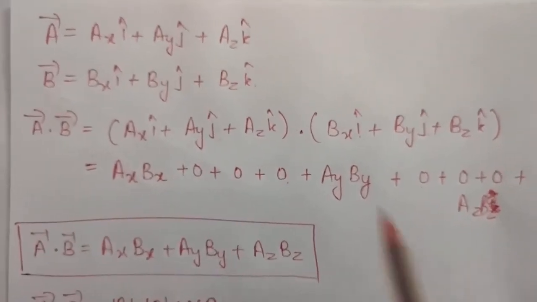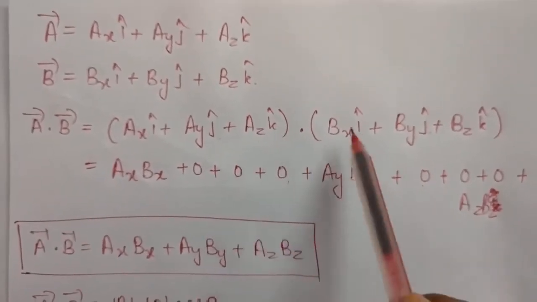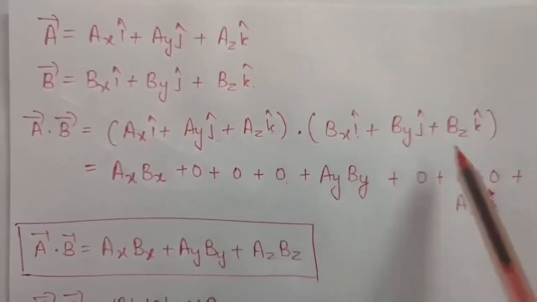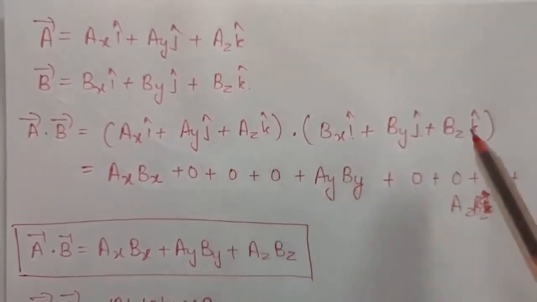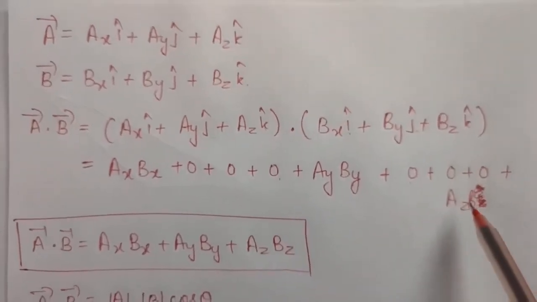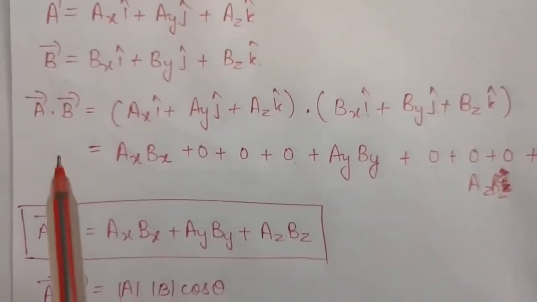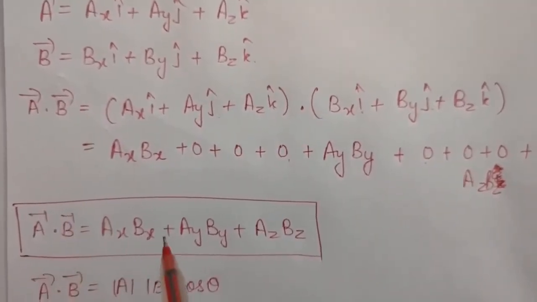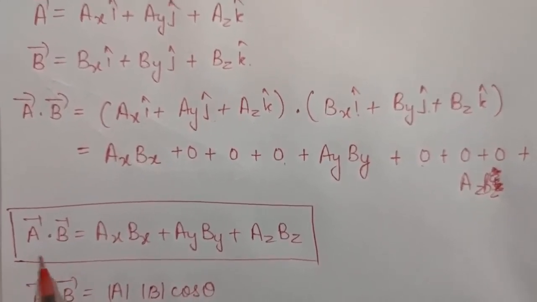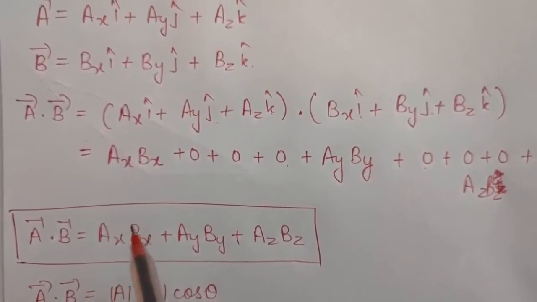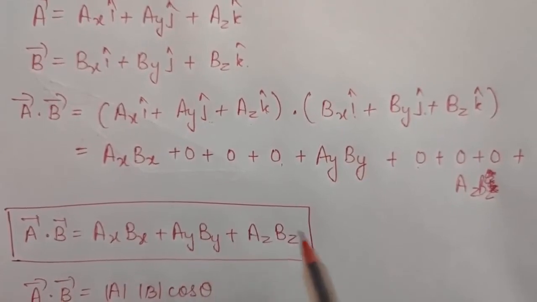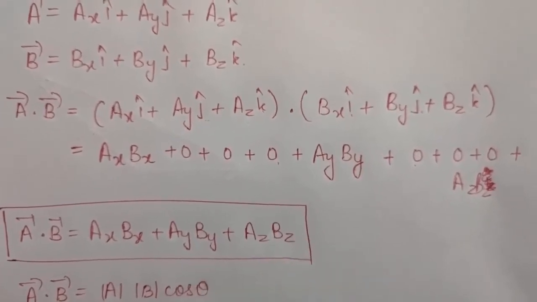Similarly, now for AZ k cap and BX i cap, k dot i is 0, so the answer will again be 0. Similarly, for k cap dot j cap, the answer will again be 0. And for AZ k cap dot BZ k cap, k dot k will be 1, so the answer will be AZ BZ. So from here you can say A dot B will be nothing but AX BX plus AY BY plus AZ BZ. That is, A dot B is the multiplication of the X components of both the vectors plus the multiplication of the Y components of both the vectors plus the multiplication of the Z components of both the vectors.